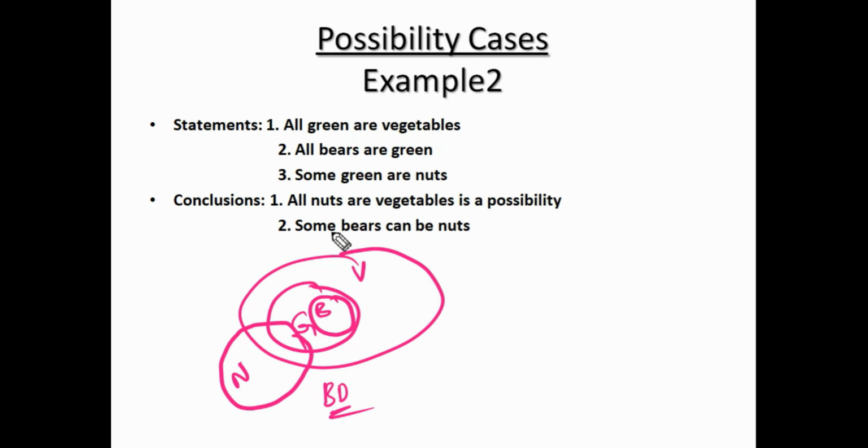Now see, is it a possibility or not? Yes, it's a possibility. All nuts are vegetables is a possibility. Sir, is there any constraint between nuts and vegetables? There is no constraint, which means between nuts and vegetables, everything is a possibility. Next, some bears can be nuts. Is there any constraint between bear and nut? No constraint. There is no statement like no B should intersect with nut. That's why B can intersect with nuts in some possibilities. So some bears can be nuts is a possibility. So the answer is all follow.